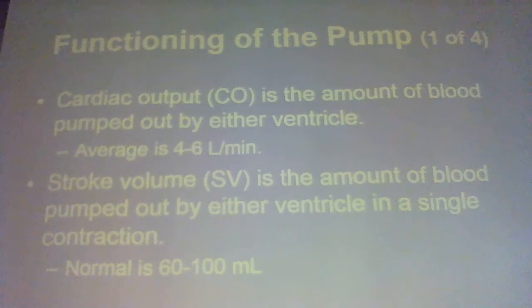Okay, so think this through. Just simple. 100 milliliters per beat, 60 beats per minute. What is our cardiac output? 6 liters. 6 liters. Not that hard, right? What are some things that can affect cardiac output?